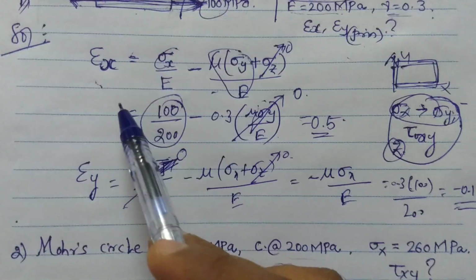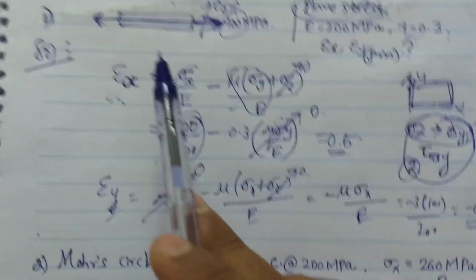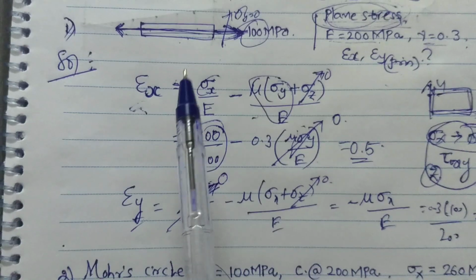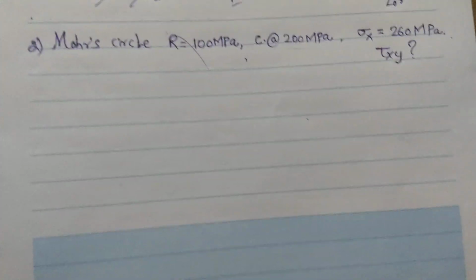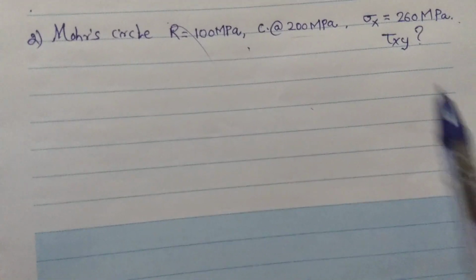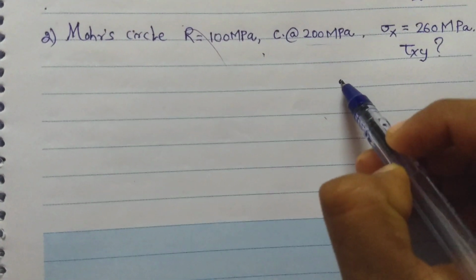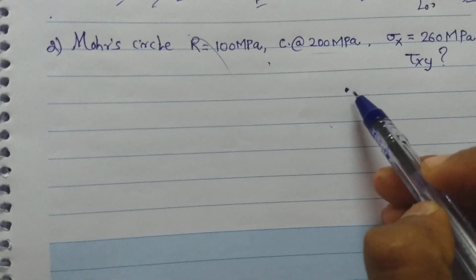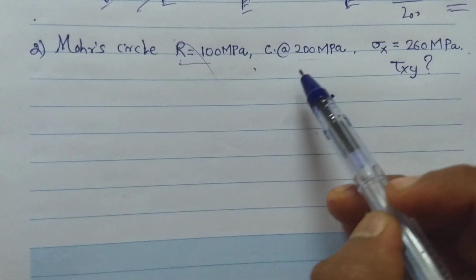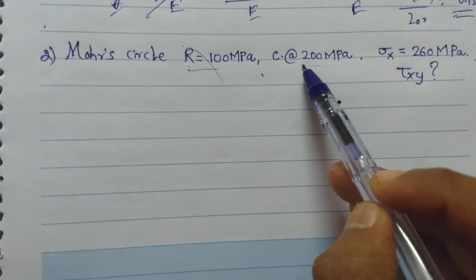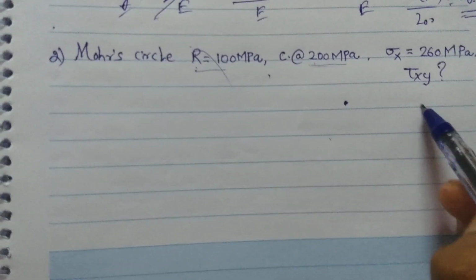So these two are the principal strain values for this particular prismatic bar which is being acted upon by the uniaxial tensile stress. Okay. Now let us see another problem. The state of a point is represented by a Mohr circle where the radius of the Mohr circle is 100 megapascal and the center of the Mohr circle is at 200 megapascal along the normal axis.